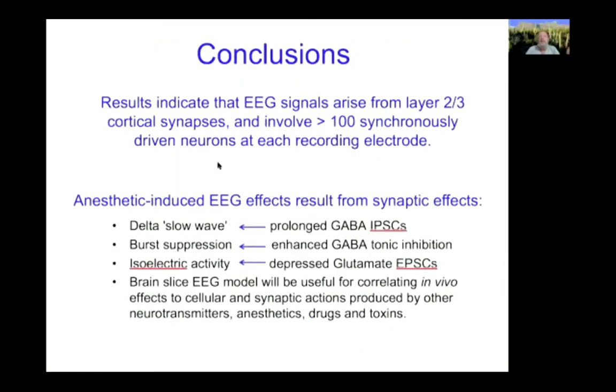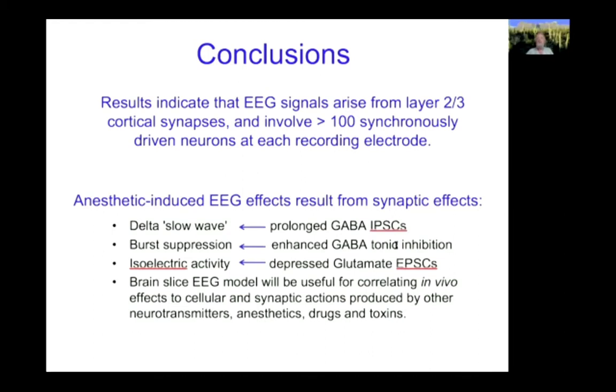So to conclude, I've shown you that EEG signals arise from layer 2-3 cortical synapses and involve at least 100 synchronously driven neurons at each recording electrode. And of course, in EEG signals, it's thousands of neurons in multiple cortical columns that are driving the signals we record. I've shown you that anesthetics produce delta slow wave activity by prolonging GABA-mediated inhibitory synaptic currents, that the burst suppression pattern comes about from enhanced GABA tonic inhibition. And I didn't show you this, but it turns out that to get to isoelectric activity, you need to depress glutamate EPSCs in addition to these effects on GABA synapses.